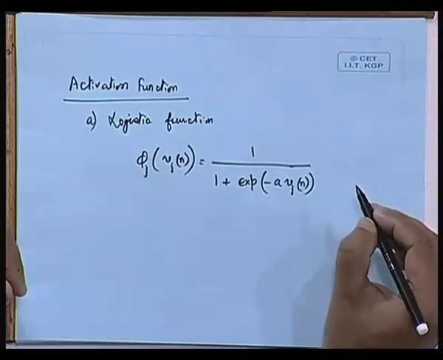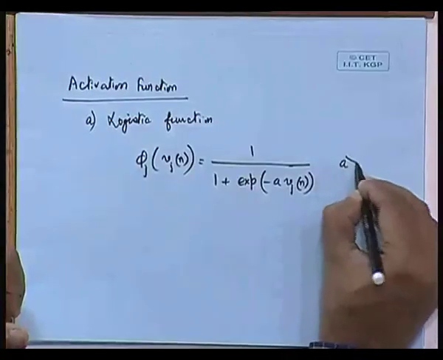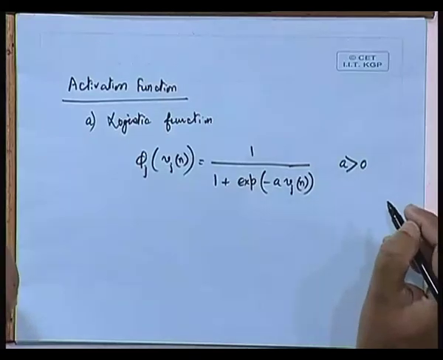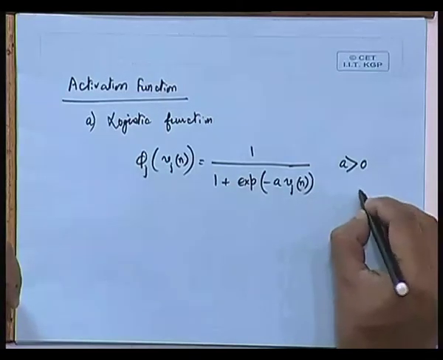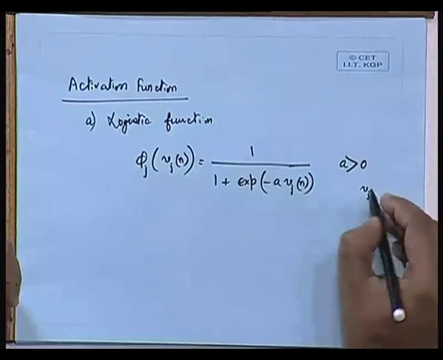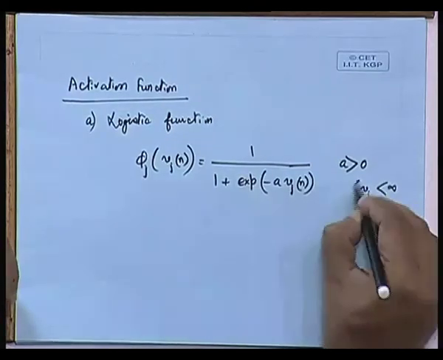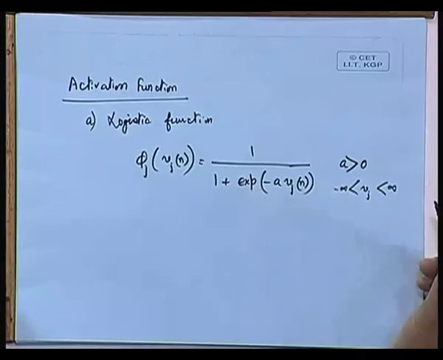where, as before, a is controlling the slope of the activation function, and Vj of n is nothing but the induced local field, that is, the weighted summation of all the inputs. So, the definition remains the same. In this case, the conditions that we are imposing are that a is greater than 0 and Vj can be anywhere in the range of minus infinity to plus infinity. We are not putting any restriction on the bounds of Vj in this case.